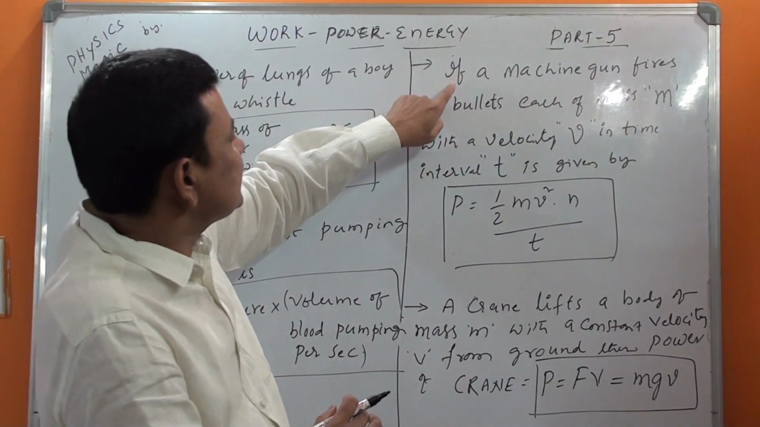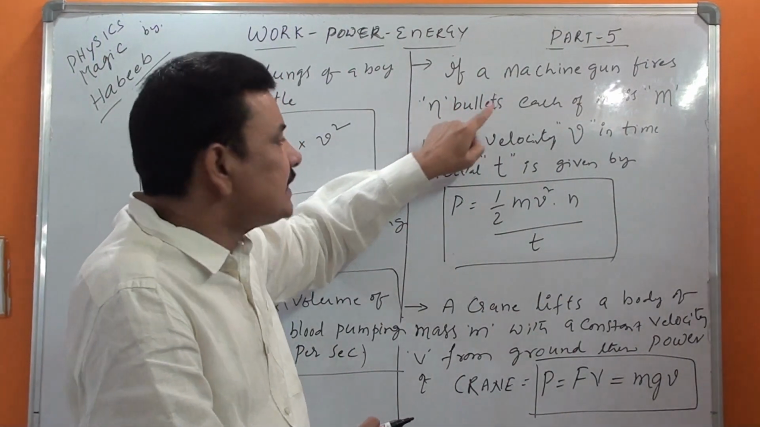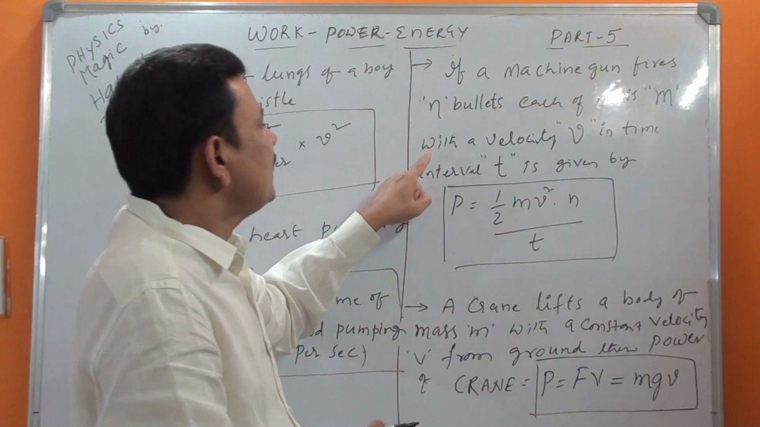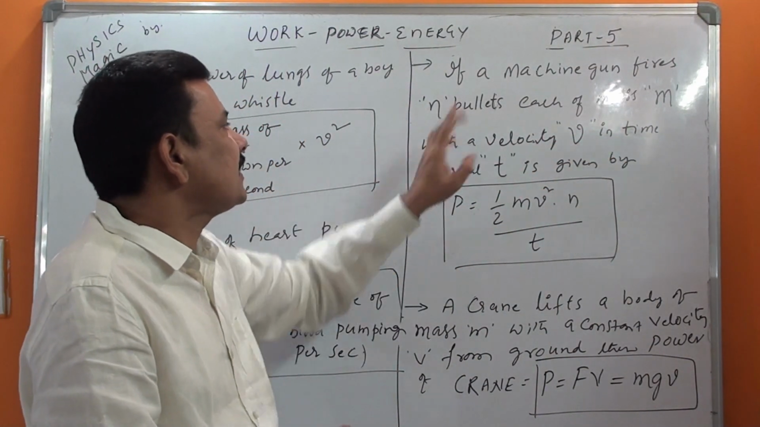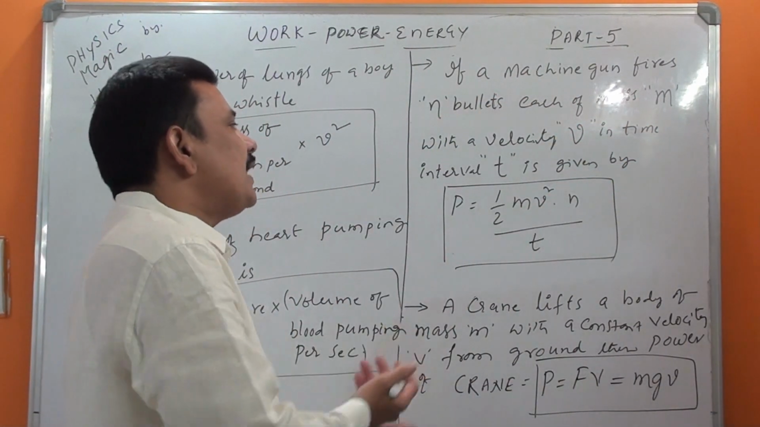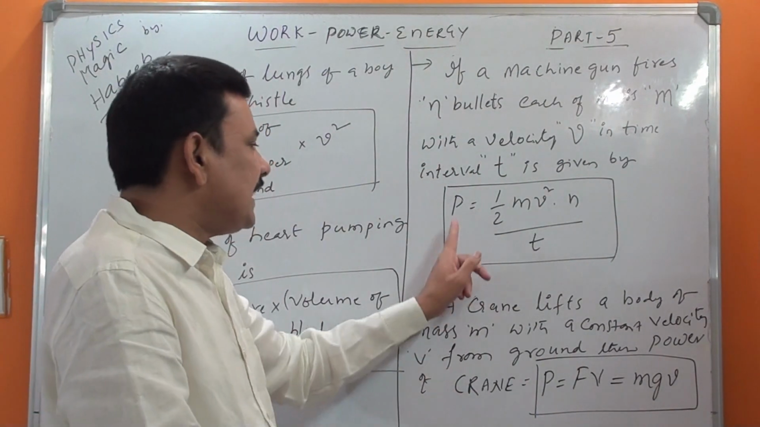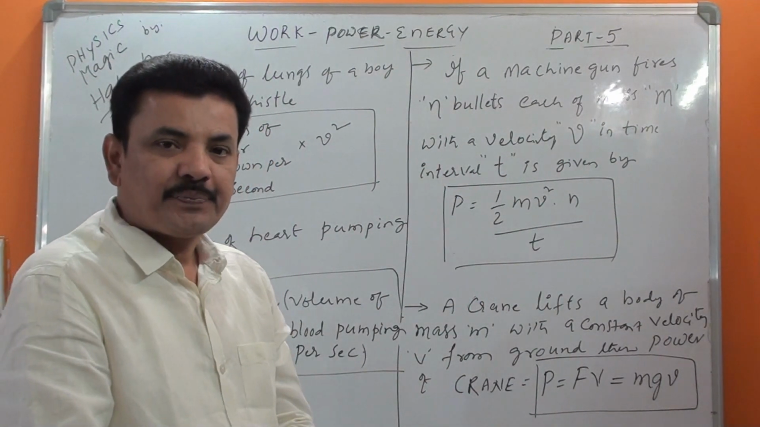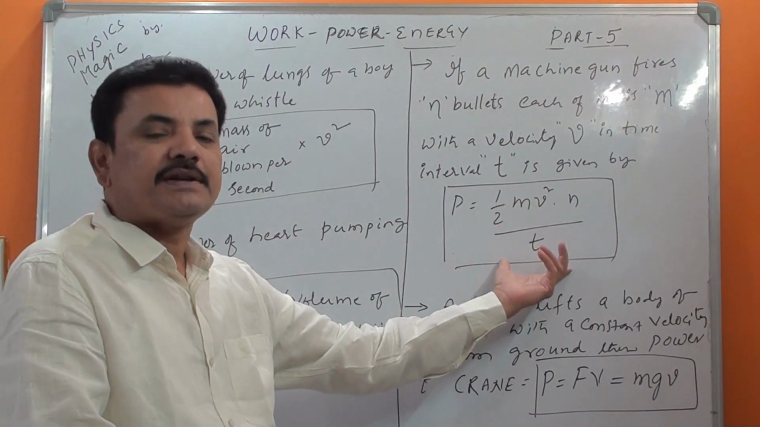So the first one is, if a machine gun fires n bullets, each of mass m with a velocity v in time interval t, what is the power? Directly these values will be given: the n value, m value, v value and t value will be given, and power will be asked. Then how to find that? Change in kinetic energy by time.